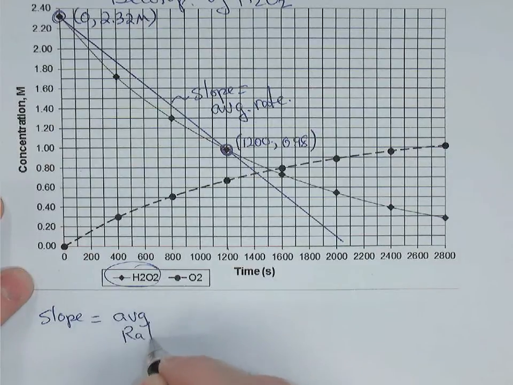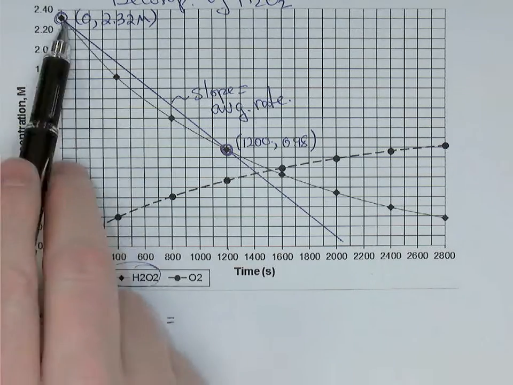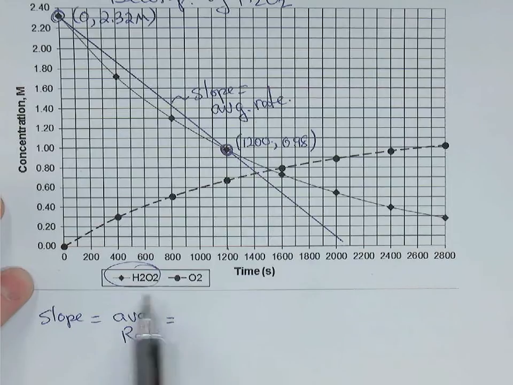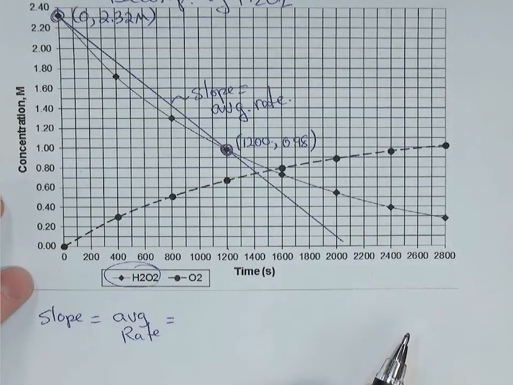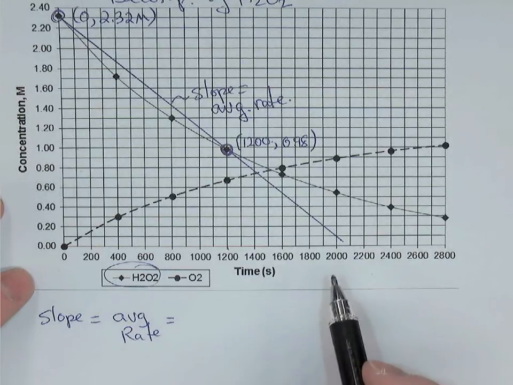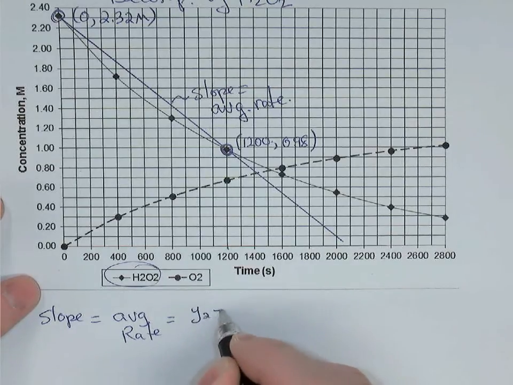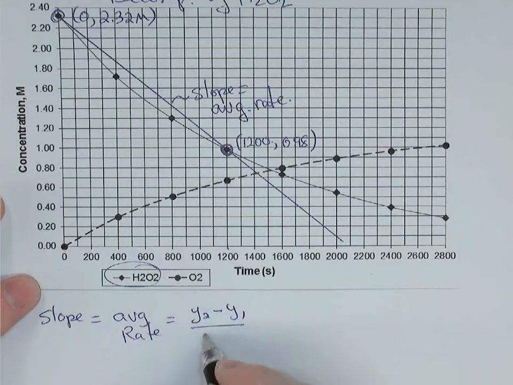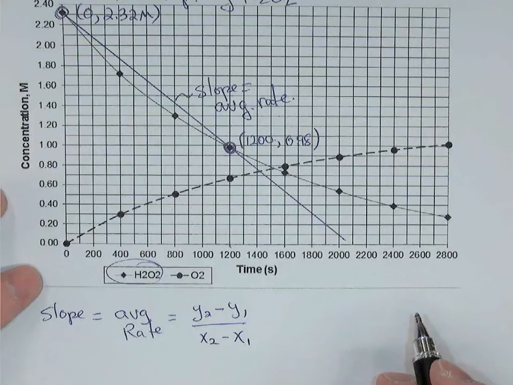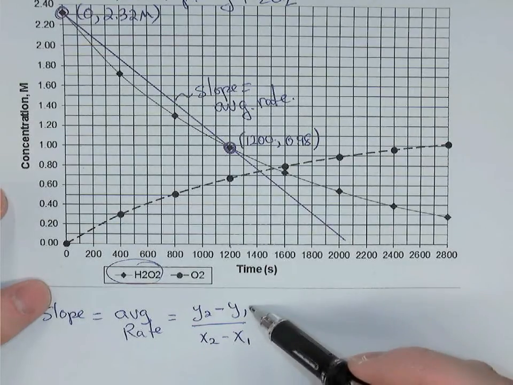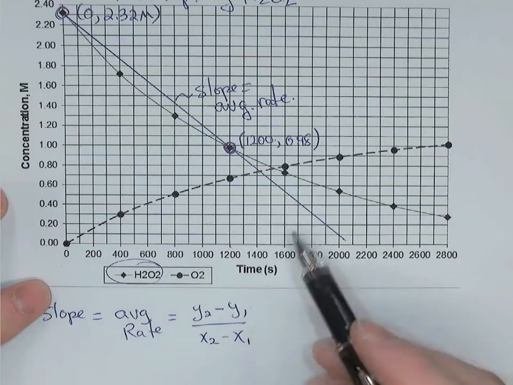And now finding the slope of a line, slope is equal to our average rate. And we can tell that this line is falling, so its slope is going to be a negative number, right? Which matches what we saw earlier when we found the average rate of change for the hydrogen peroxide. So the average rate is the slope, and the slope formula is y2 minus y1 over x2 minus x1. The change in y values over the change in x values. Some people prefer to think of that as rise divided by run.